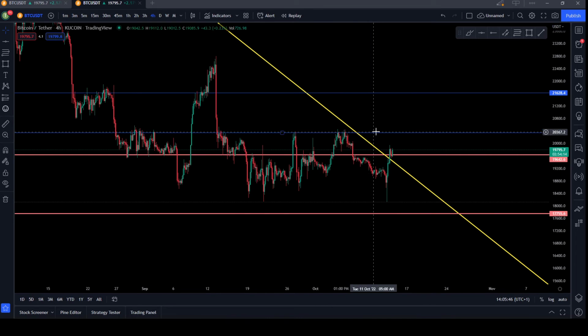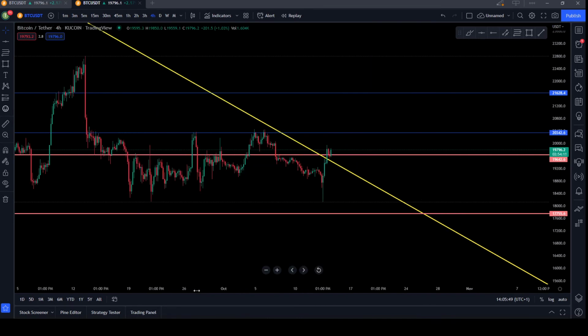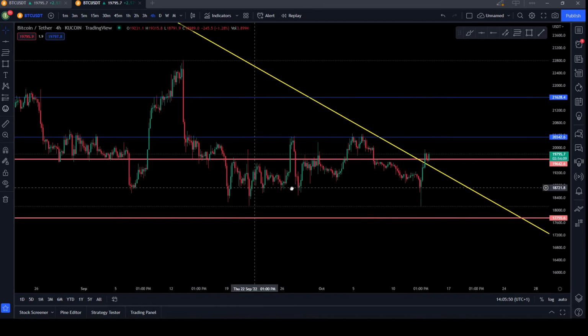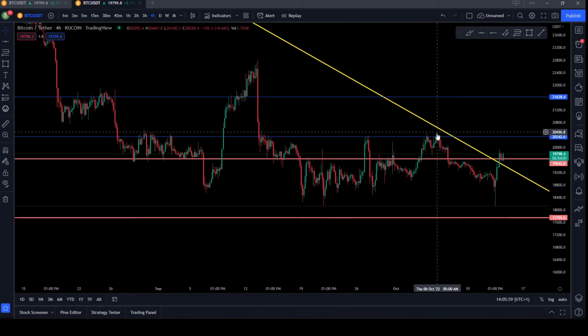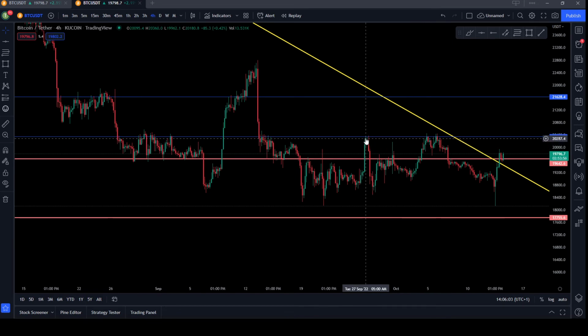Zooming in a little bit, looking at our minor resistance and support. Again, it kind of looks okay. Got a double candle here. We've got the same here. Yeah, wicked a couple of times here. We've got some nice consolidation around it here.